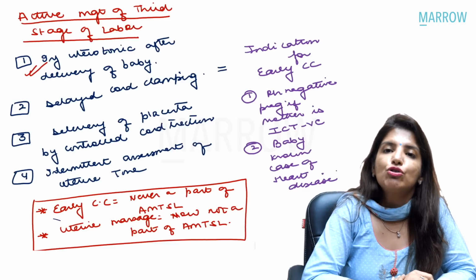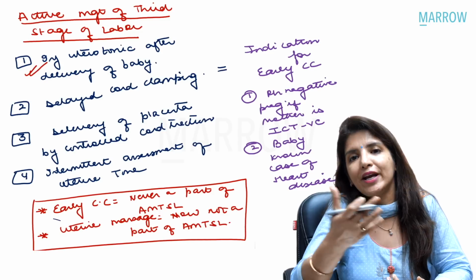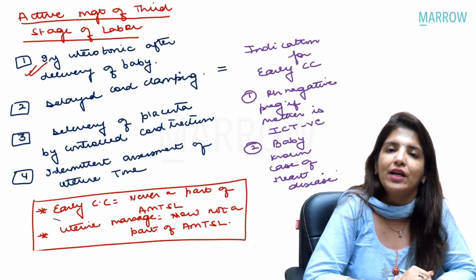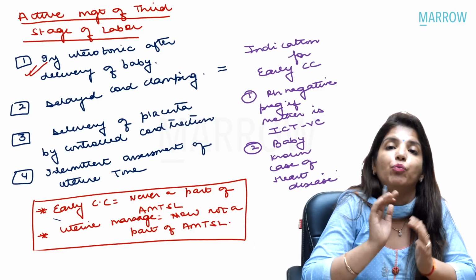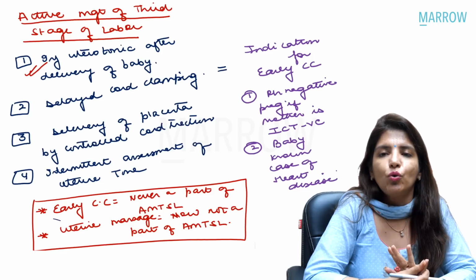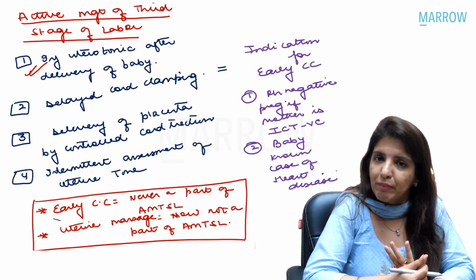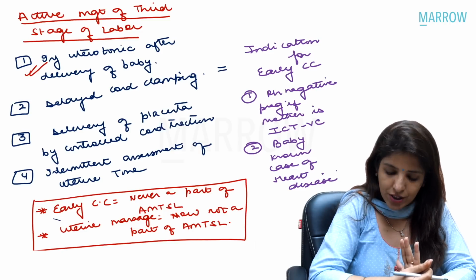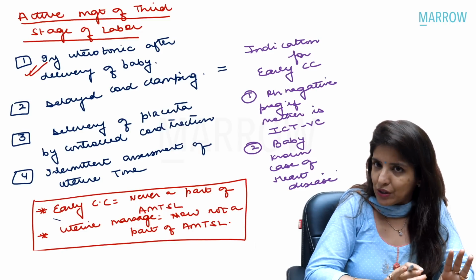So I was telling you that the best method to prevent PPH is active management of third stage of labor. And what are the steps in active management of third stage of labor? Very, very important question. Number one, you have to give a uterotonic after the delivery of the baby, and the first line uterotonic is oxytocin, and that is the most important step, right?